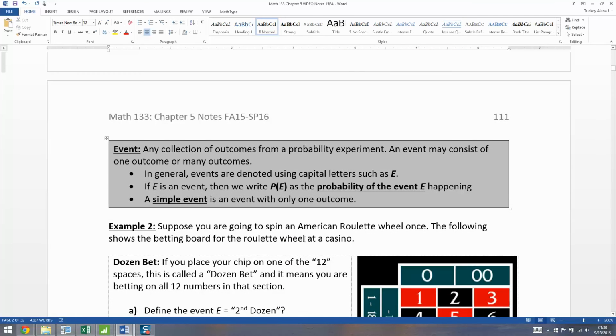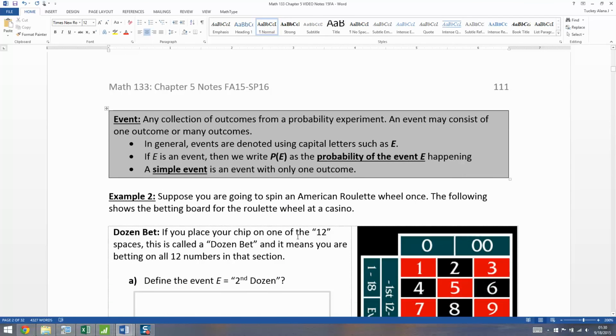Okay, so now what about an event? We care about single spaces like 4, but what we really want to do is be able to collect them together in different combinations. That's how gambling works. That's how a lot of things work. You don't just get one type of cancer. You get a cancer that spreads to all sorts of different places, things like that. So any collection of outcomes from a probability experiment makes an event. So you can collect them in different ways.